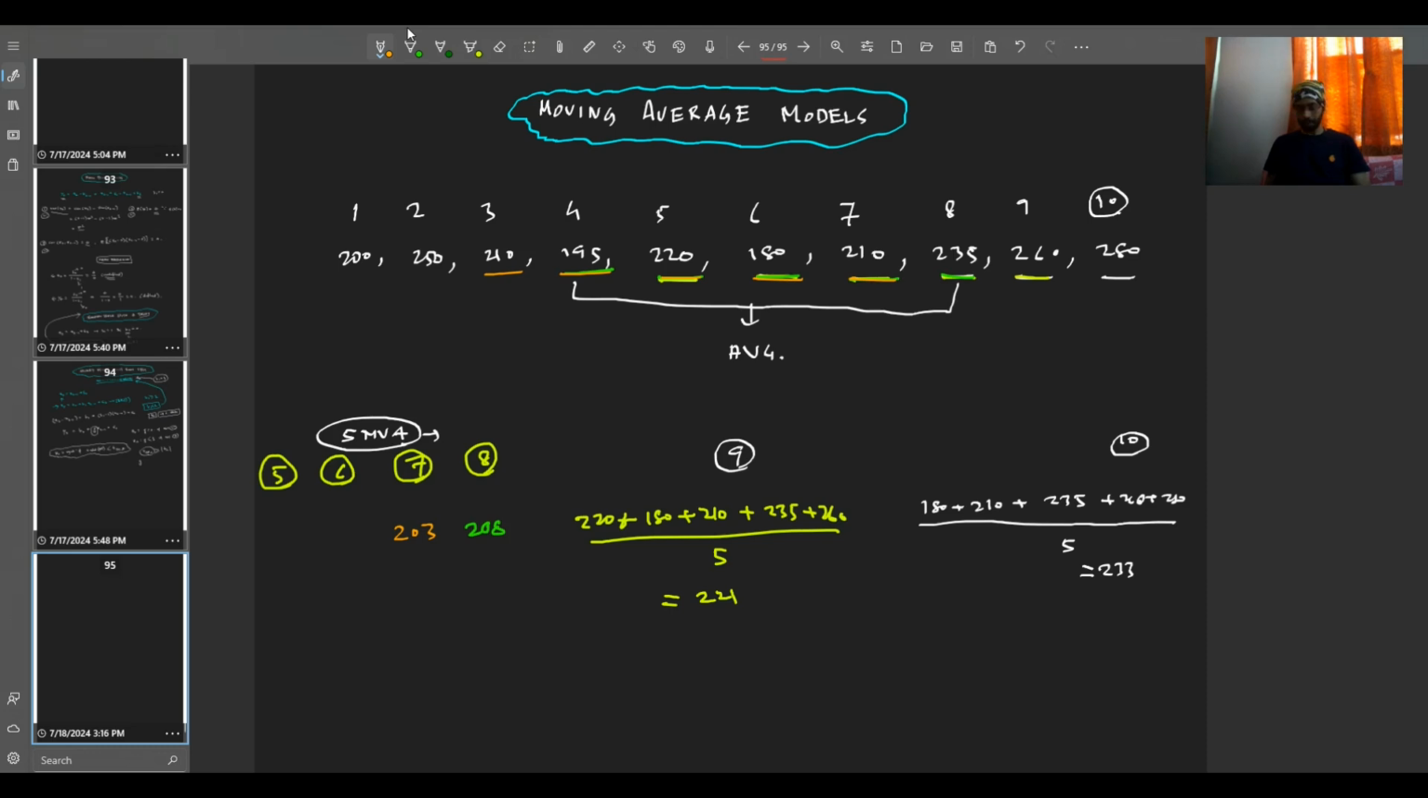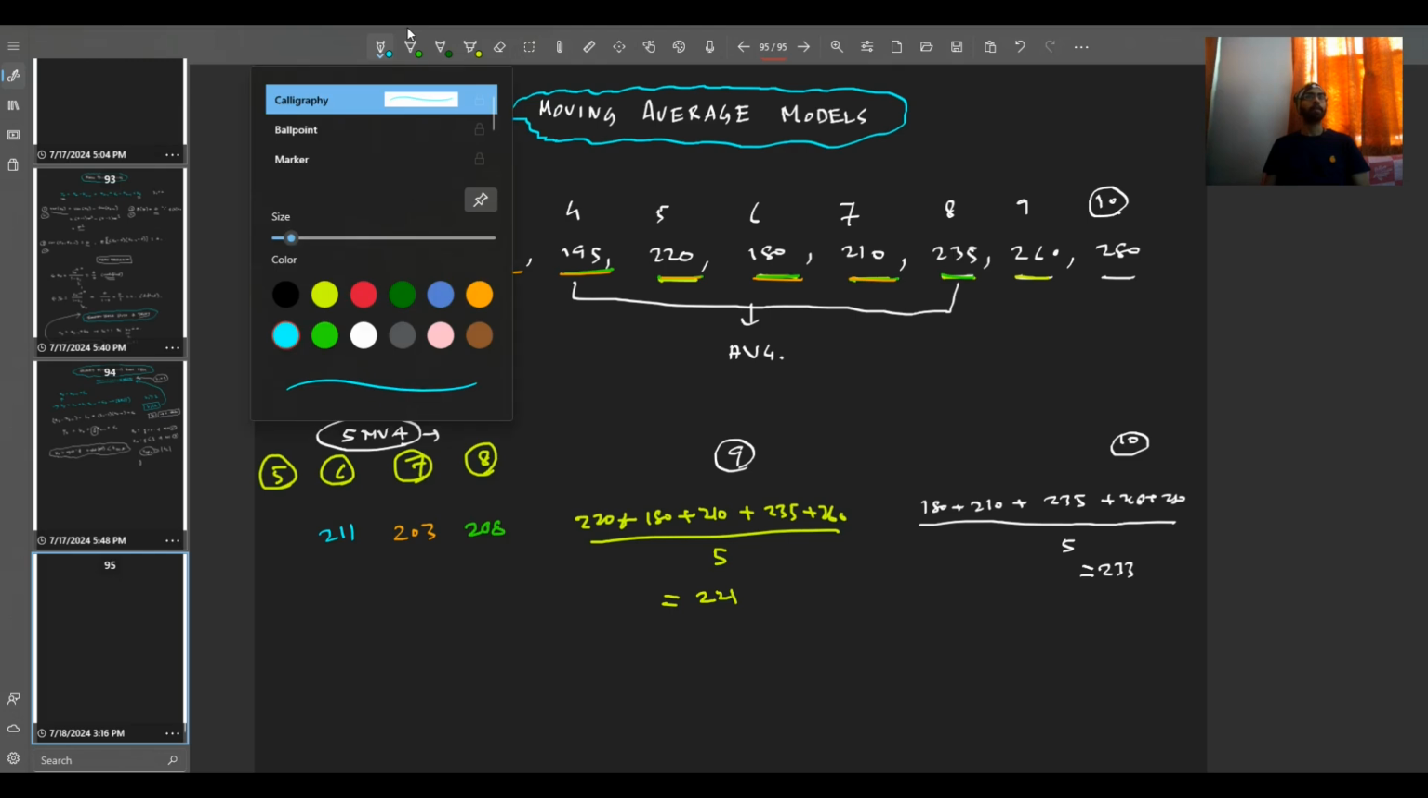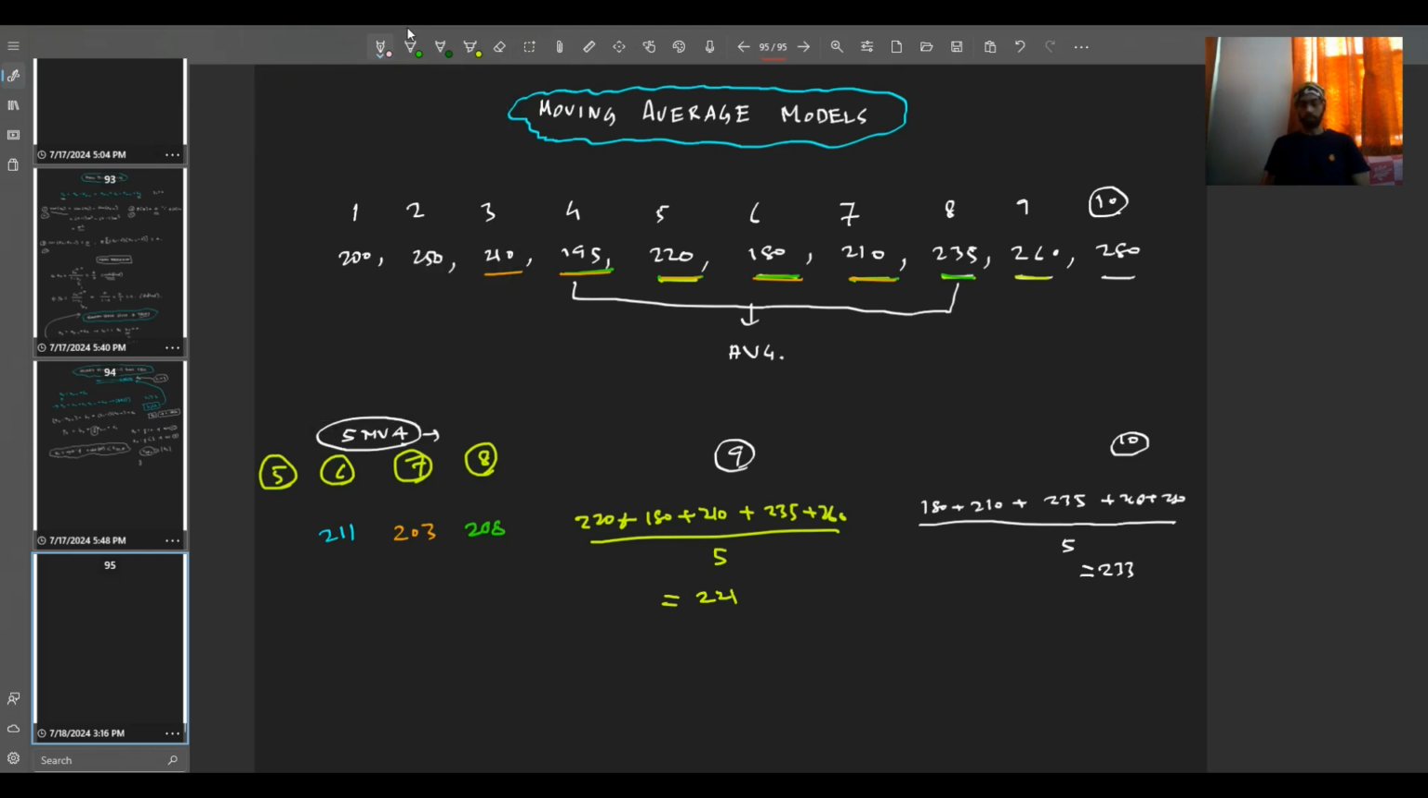So year 6 will be 250 plus 210 plus 195 plus 220 plus 180. This divided by 5 is equal to 211. And the last value, again let me change the color: 200 plus 250 plus 210 plus 195 plus 220 divided by 5. This is 215.